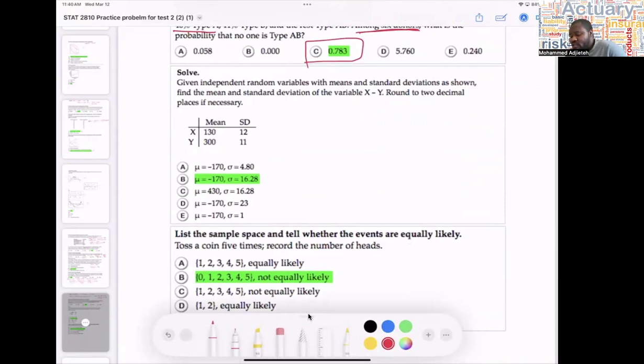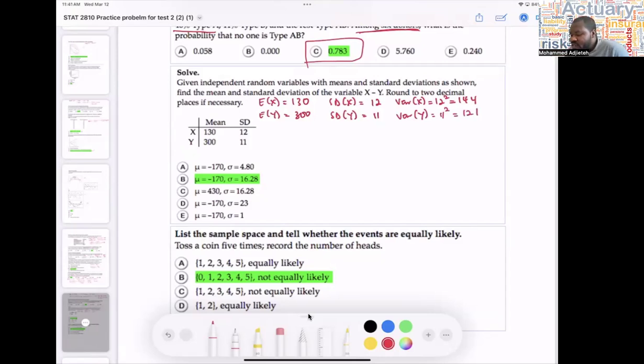So the first thing I would like to do is to write the mean of x. What is mean of x? 130. SD of x is equal to what? 12, which means that var of x is equal to 12 squared, which is equal to 144. Good. Now, mean of y is equal to 300. SD of y is equal to 11. Var of y is equal to 11 squared, which is 121.